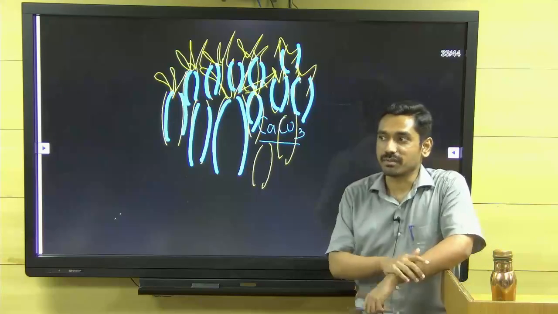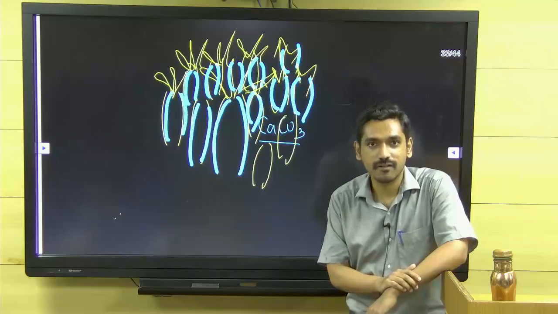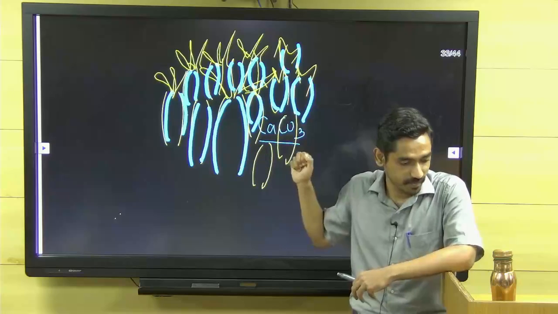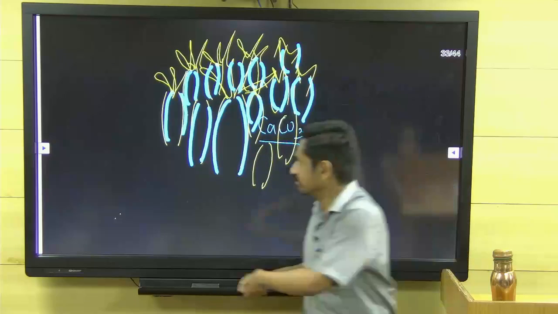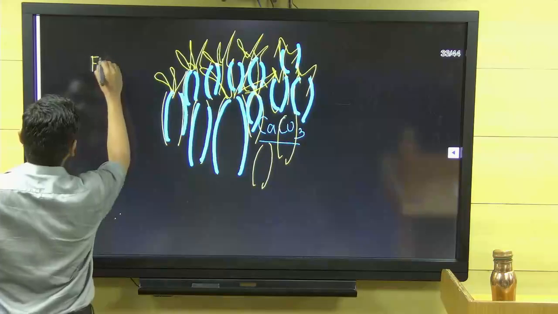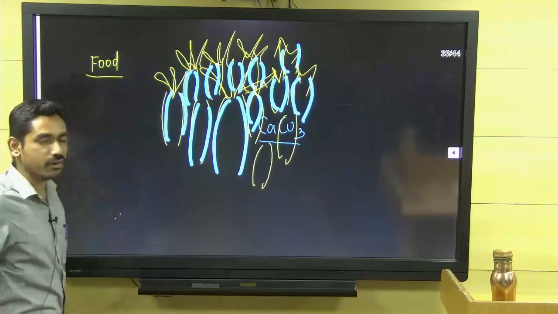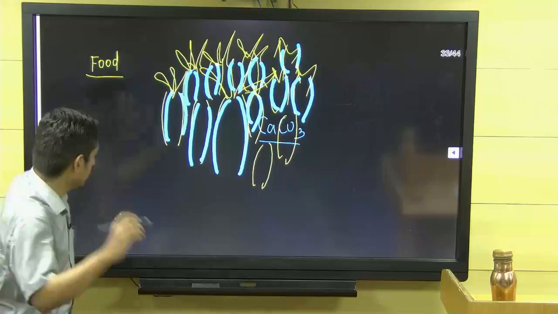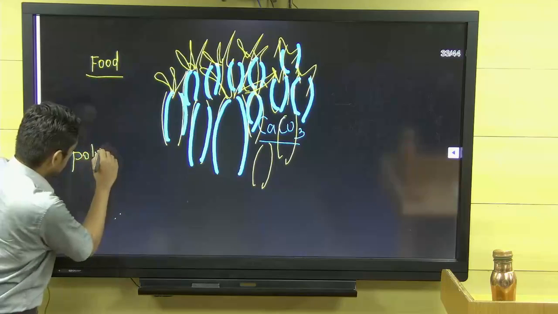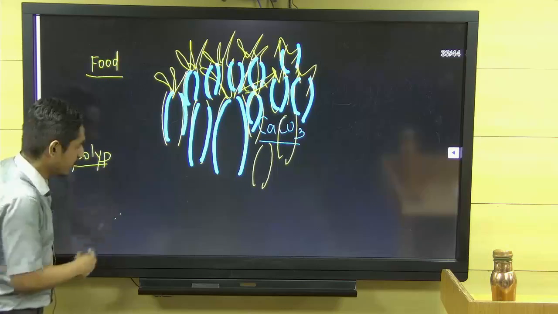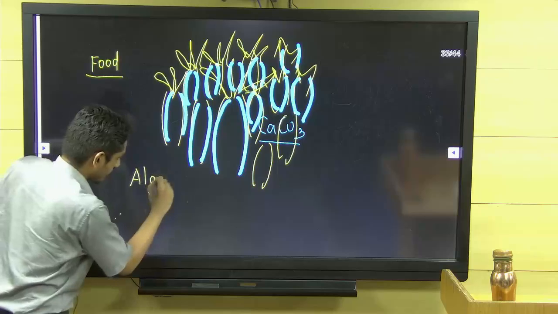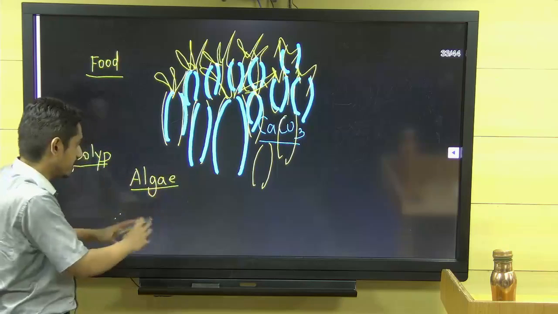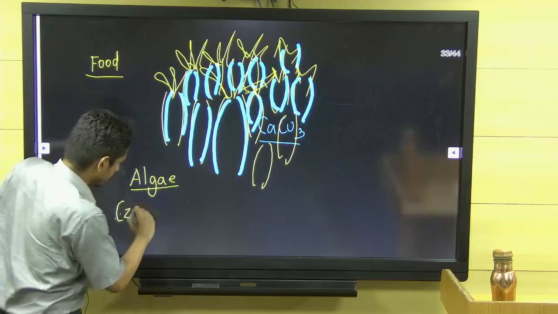Now we have a third problem. What is the third problem? Food. Sitting inside water, simply grabbing, nothing will come. Is it clear? Moving on. For food, take the help of one neighbor, not friend exactly, but you have a mutual relationship. Coral polyps have a symbiotic association with algae. Okay, there are large species of algae. The algae go by the name zooxanthellae.